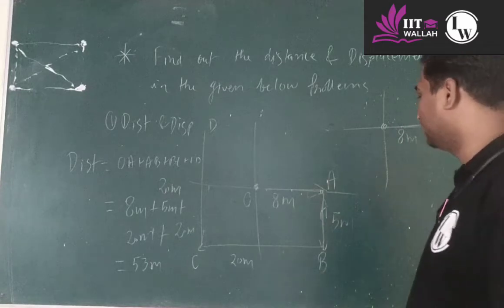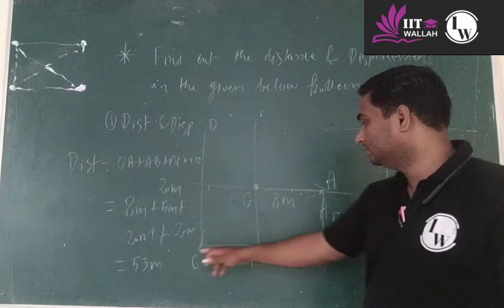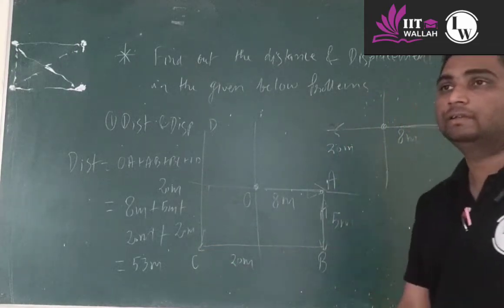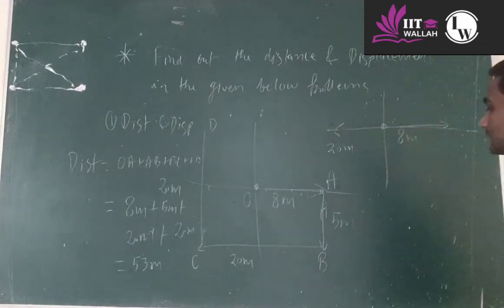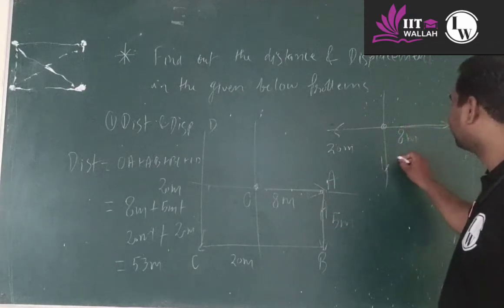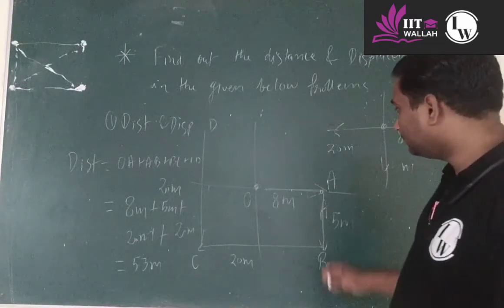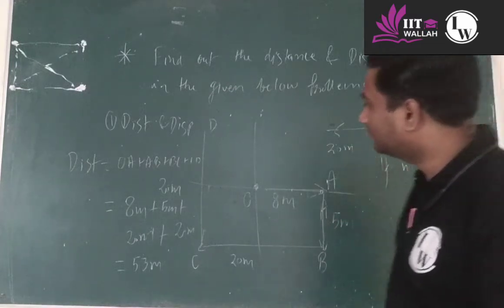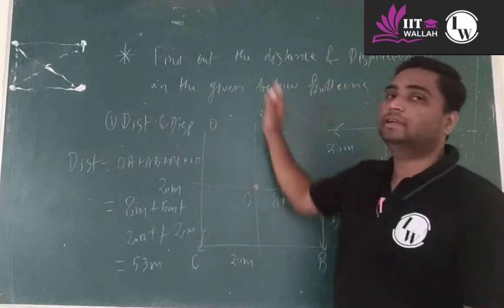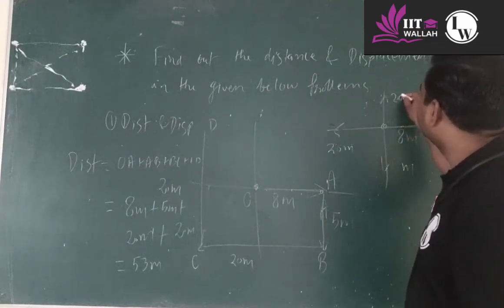In the leftward direction is B to C, so write here 20 meters. Now look in the downward direction. The length in the downward direction is A to B, so write here A to B is 5 meters. Now see, is any length given in the upward direction? Yes, C to D is in the upward direction. So shift it here and write 20 meters.